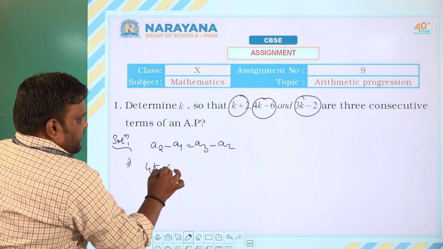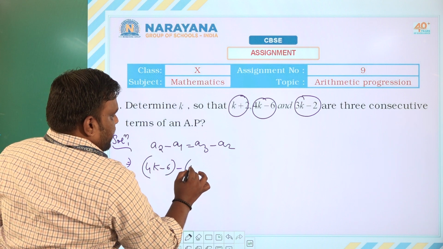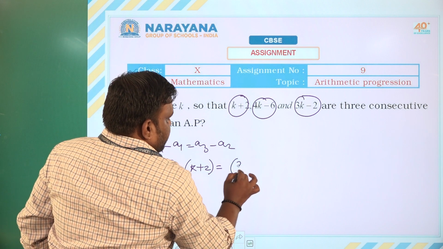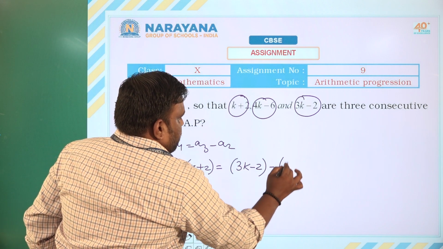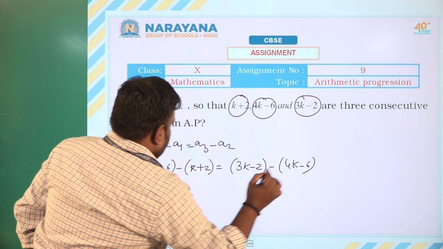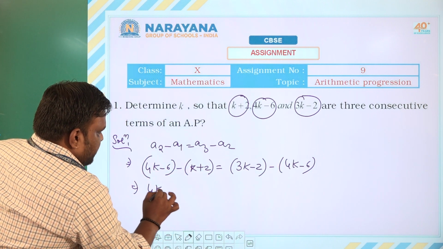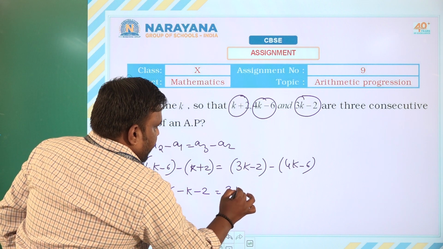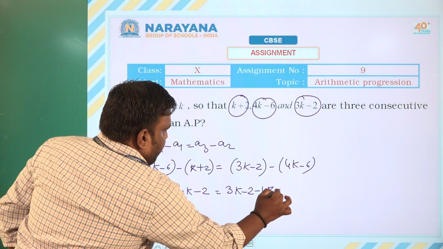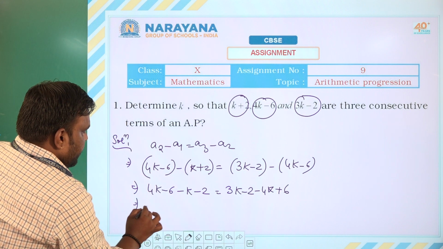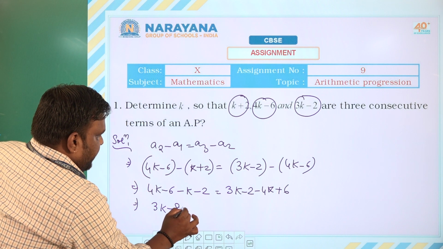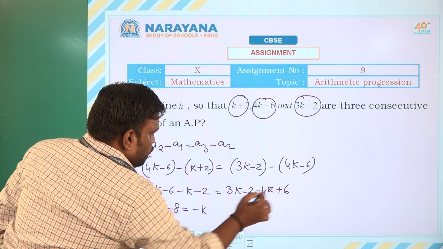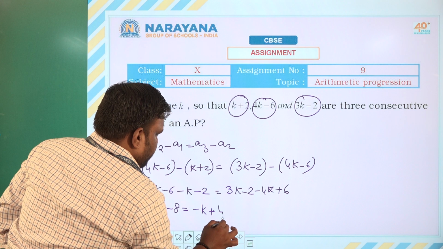So 4k minus 6 minus (k plus 2) is equal to a3, that is 3k minus 2 minus (4k minus 6). Here 4k minus 6 minus k minus 2 is 3k minus 8, which is equal to 3k minus 2 minus 4k plus 6, that is minus k minus 2 plus 6. So minus 2 plus 6 is plus 4.